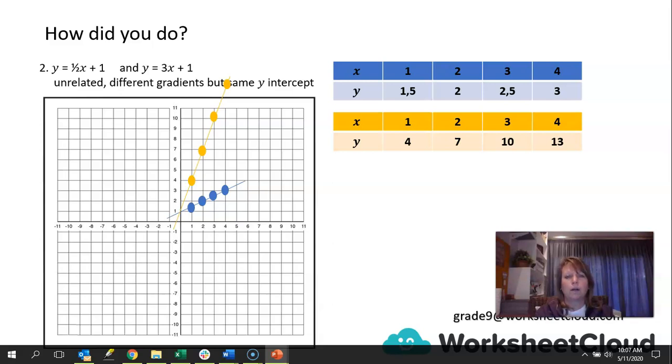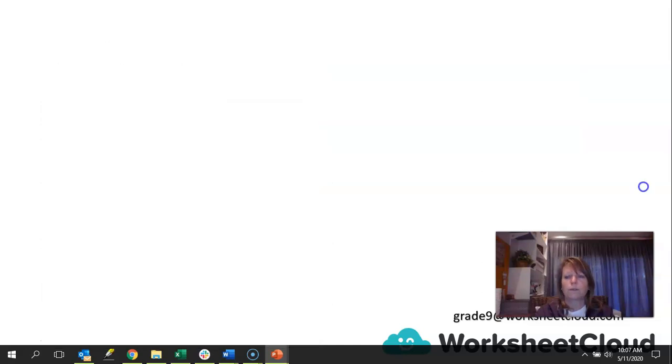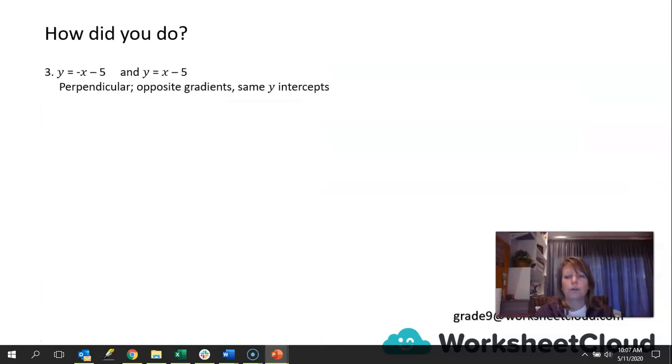Now, because our gradients are not the same and they're not related at all, so it's not even like it's 3 and minus 3, they're not related at all. Even though it goes through the y-intercept, you can see quite clearly those do not meet perpendicularly. The one is not perpendicular to the other one. So these graphs are unrelated. They have the same y-intercept, but they have got completely different gradients. Okay, let's go on.